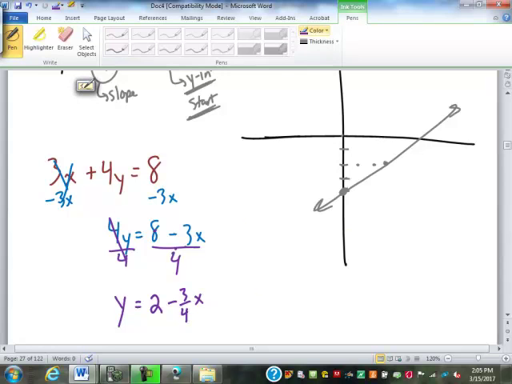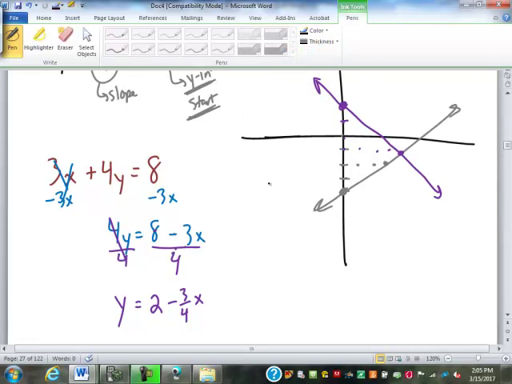So where do we start when graphing that one? Positive 2. Good, right there. From there, then, we go down 3 and over 4. Perfect. Because it's a negative slope, that means we go down instead of up. But our run is always left to right.